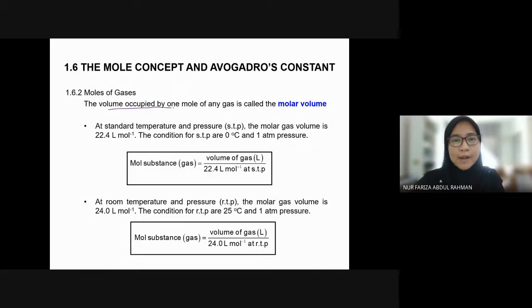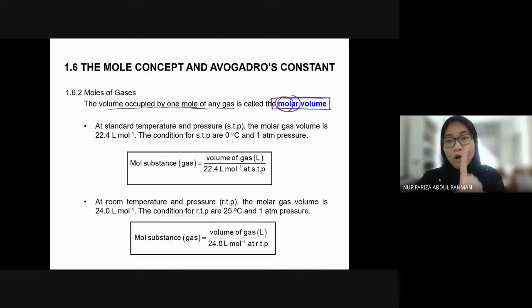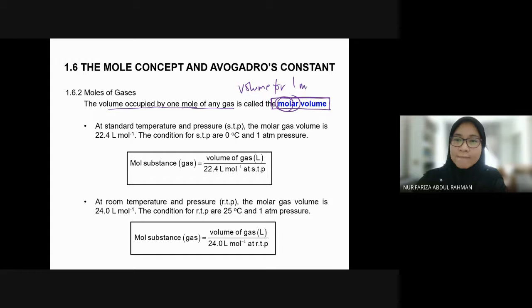The volume occupied by 1 mole of any gas is known as molar volume. Again, this could be our conversion factor. The word molar, like molar mass just now, the root word is mole. That means for 1 mole, what is the volume for 1 mole of gas? So what is the value for the volume?